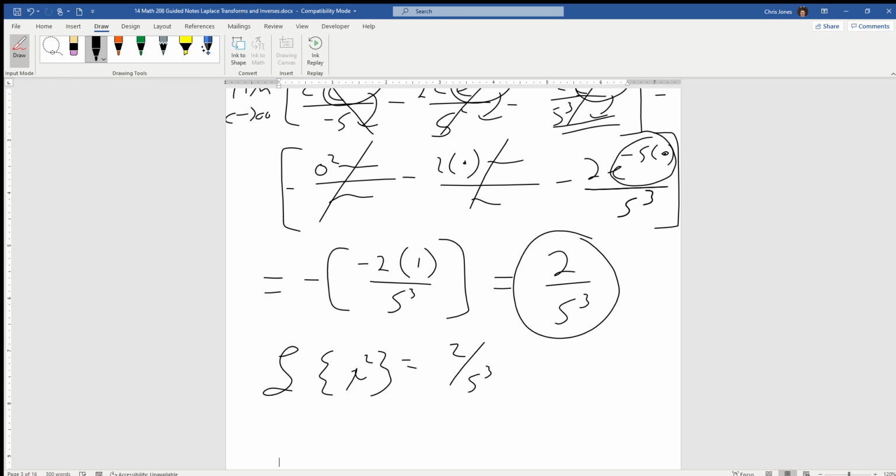Now later we're going to find that we have a table of these, and it's going to make it a lot easier. Okay, but hopefully this gives you a good introduction as to how to use the Laplace transform. We're going to do a couple more of these just to illustrate how to try to apply the definition.